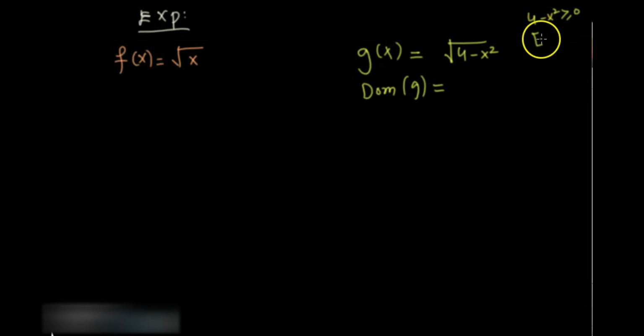I will take my function f of x, which is square root of x, and I will take another function g of x, which is square root of 4 minus x square. Now you can talk about what is going to be the domain of g. The domain of g is those numbers where 4 minus x square is greater than or equal to 0, and once you solve this, you obtain the domain from minus 2 to 2. So this is going to be the domain of this function g.